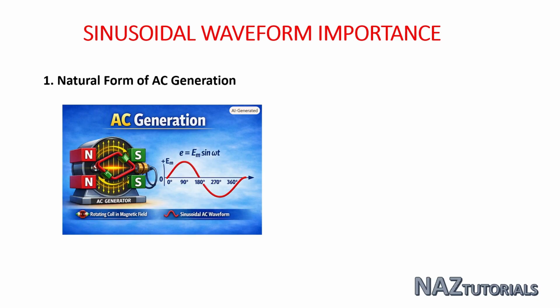So the sinusoidal waveform is a natural form of AC generation because we get the electricity from natural resources. So it is a basic waveform to produce electrical energy.